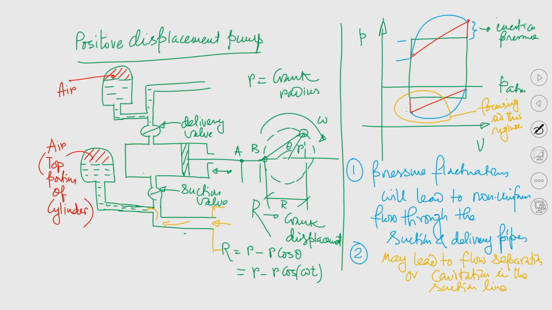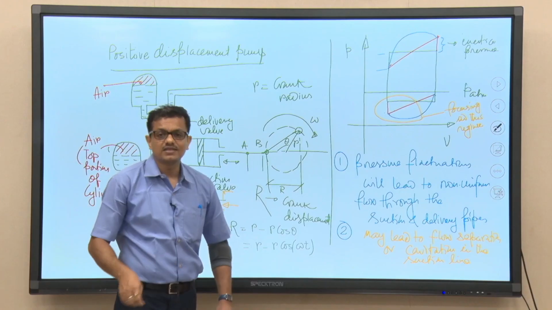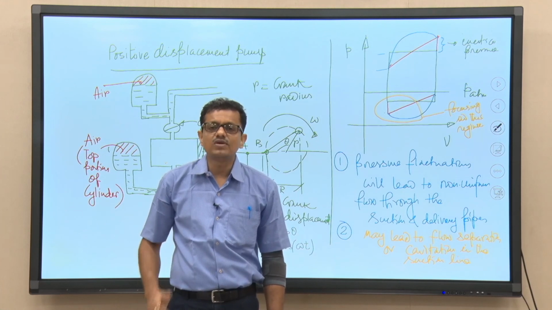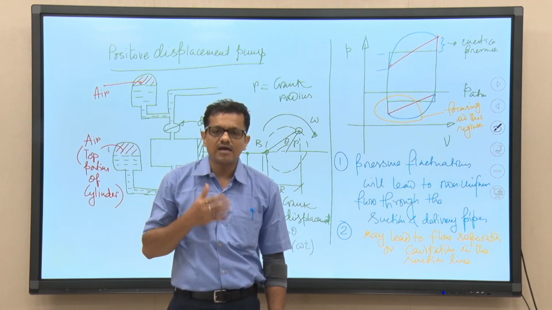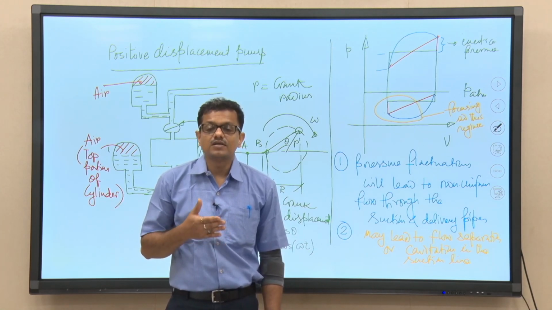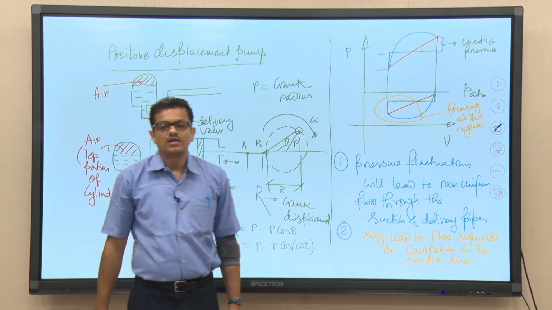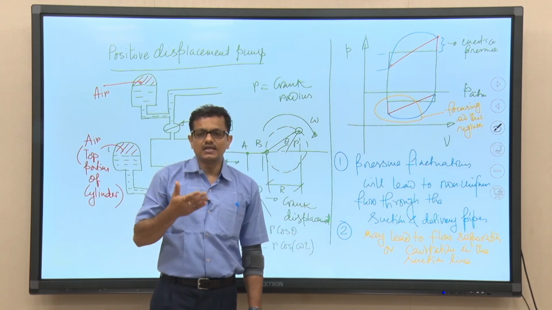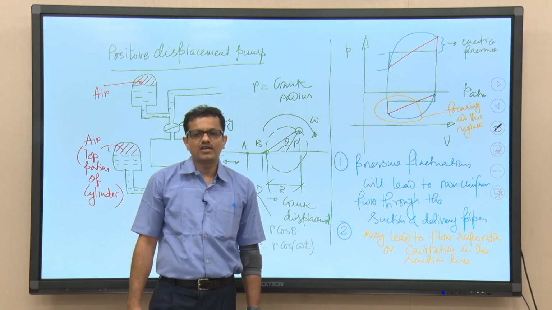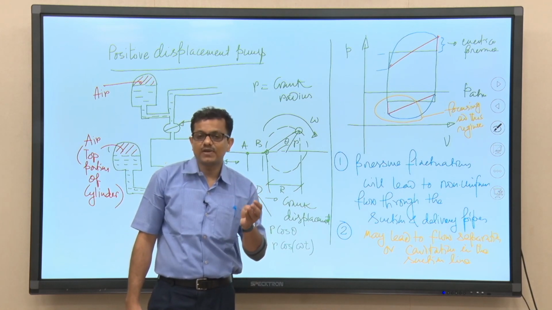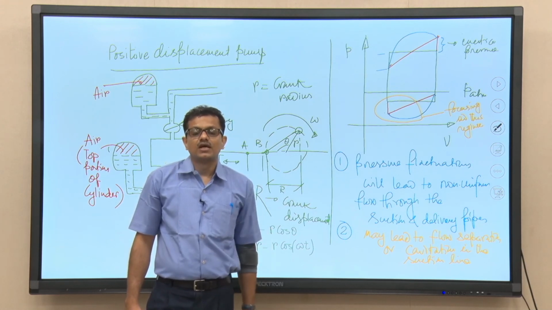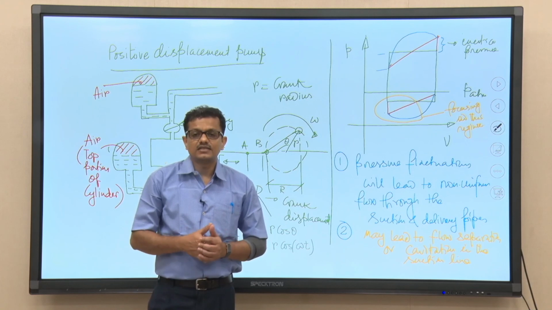So, we have tried to understand the requirement of air chamber for the smooth operation of the PD pump, positive displacement pump, without having any problem. If we do not have an air chamber, the PD pump can still be operated, but difficulties for its smooth functioning will be there. What are those? Probability of having separation, and high probability of having fluctuating flow rate.